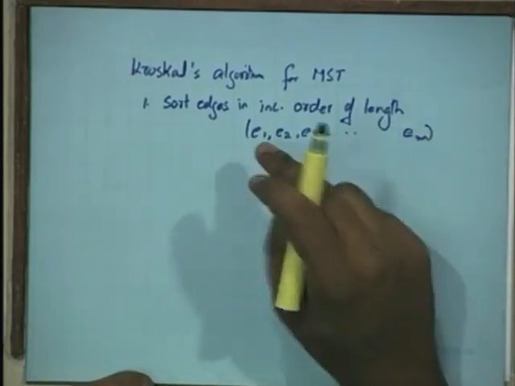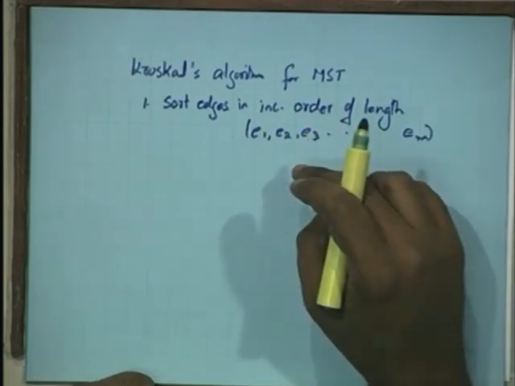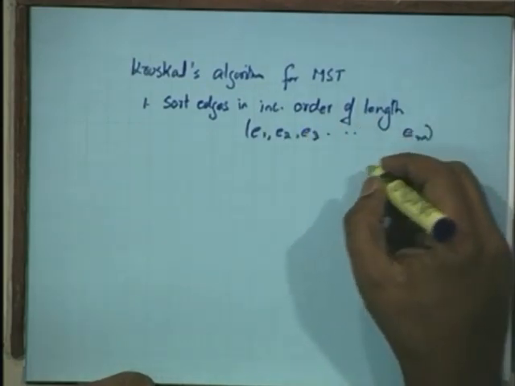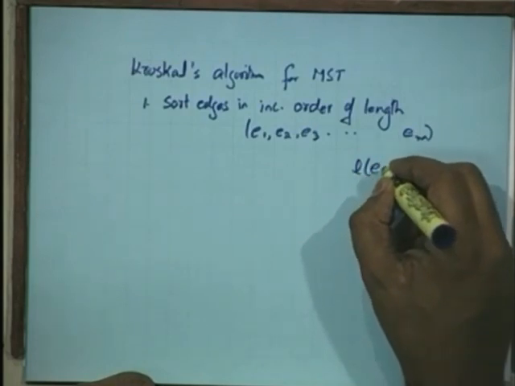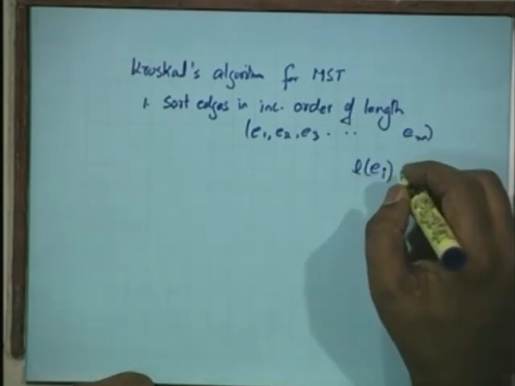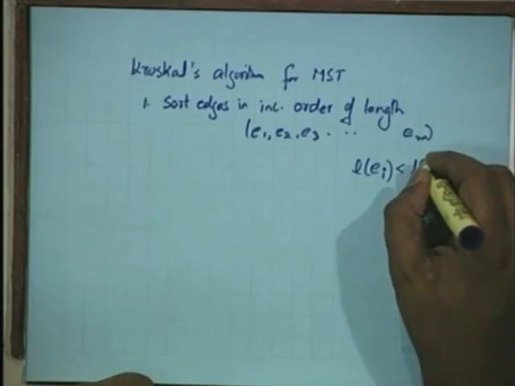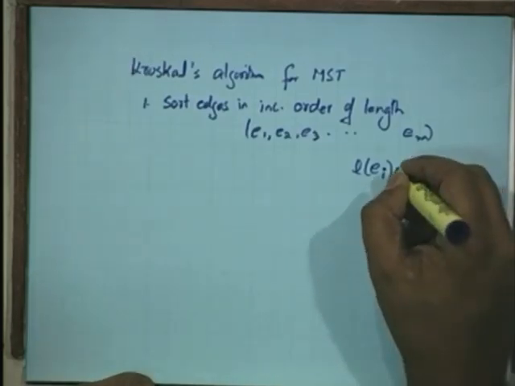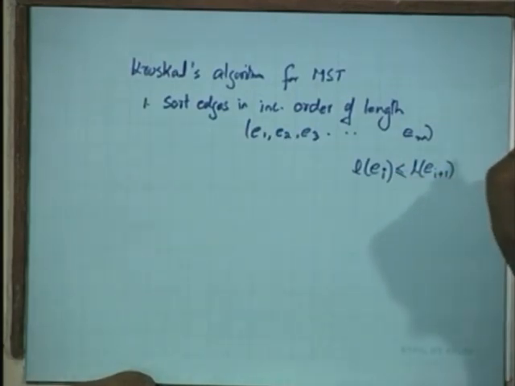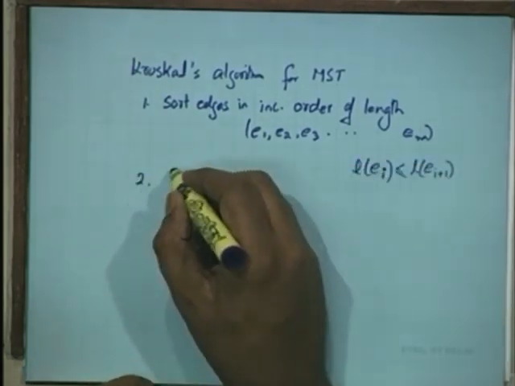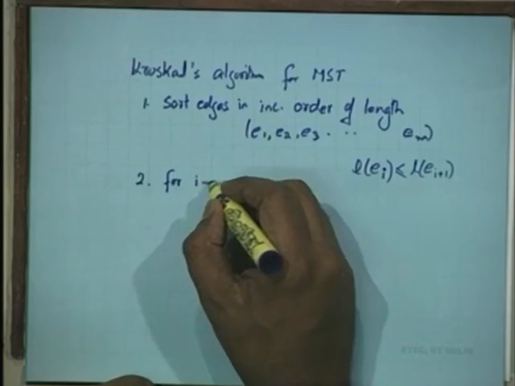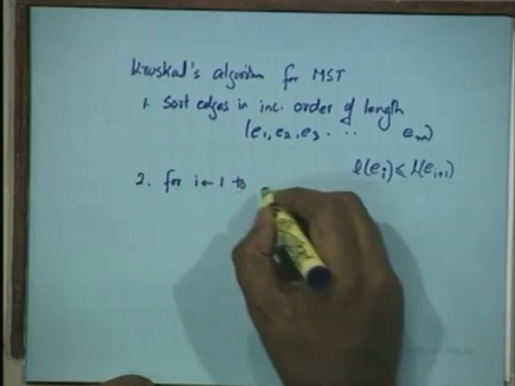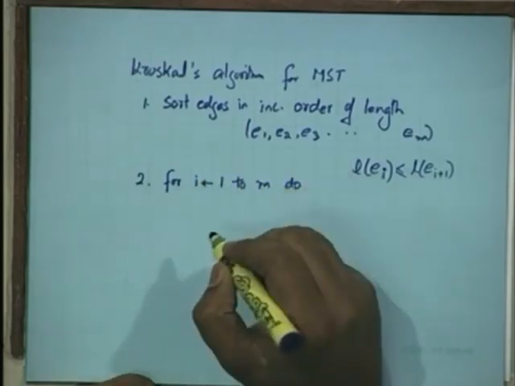Right, what does this mean? This means E1 is the edge with the smallest length. So to be more specific, L of Ei, the length of the edge Ei, is less than or equal to the length of the edge Ei+1. Okay, that's what I mean by sort algorithm. Now what should be the next step? For i going from 1 to M, do.